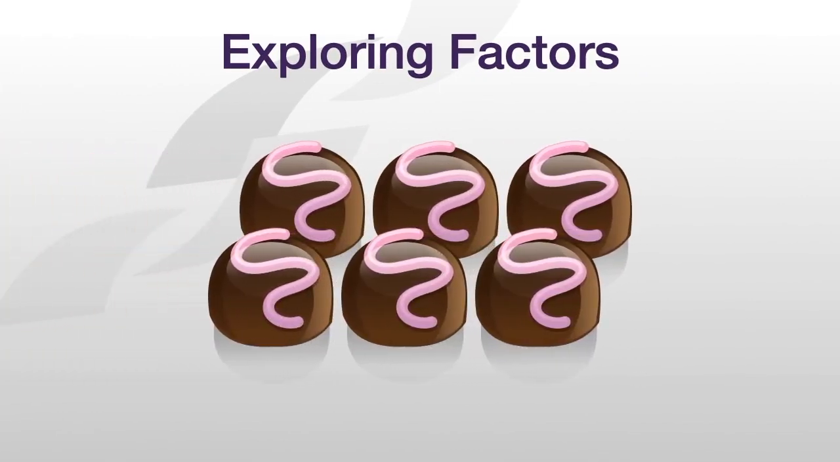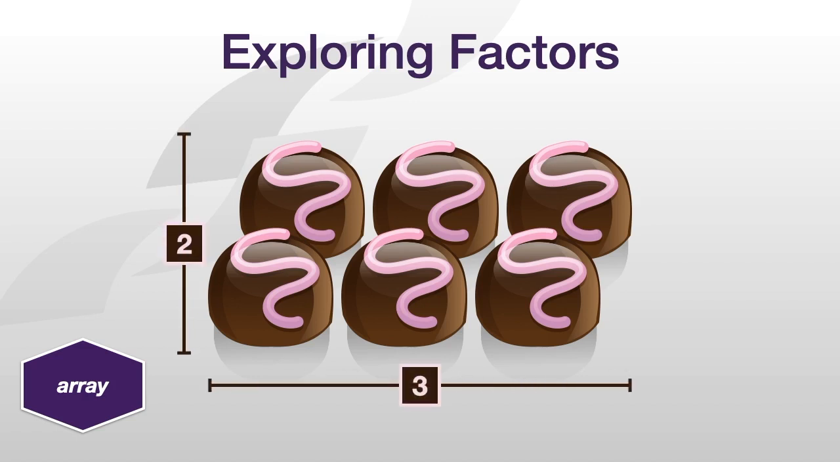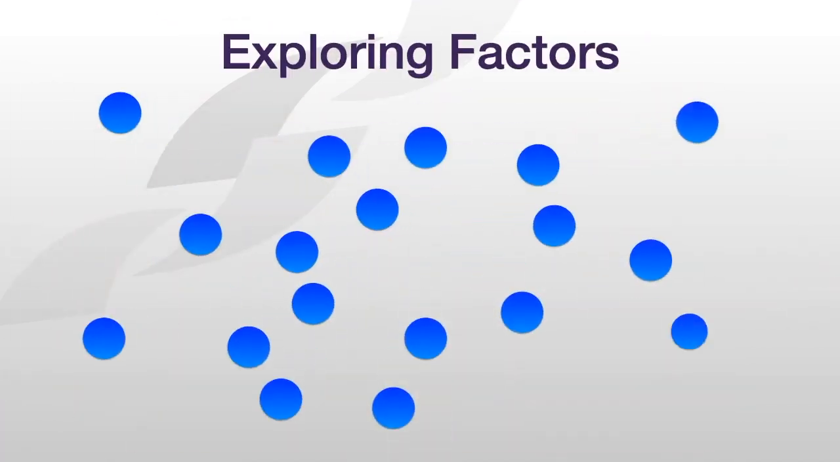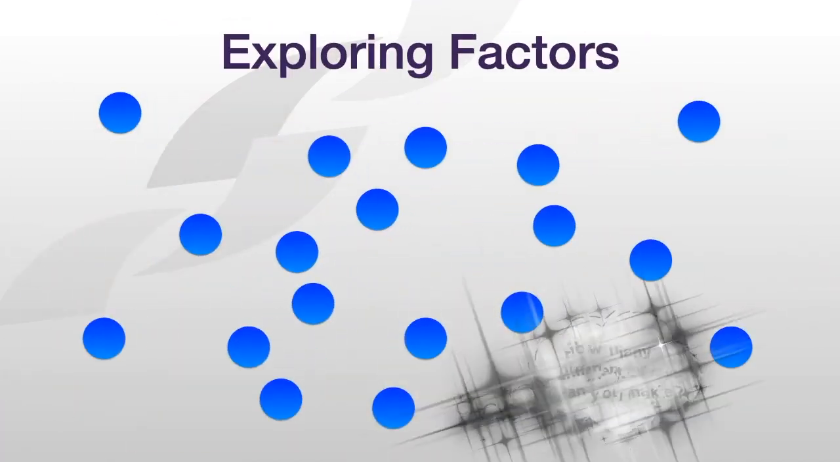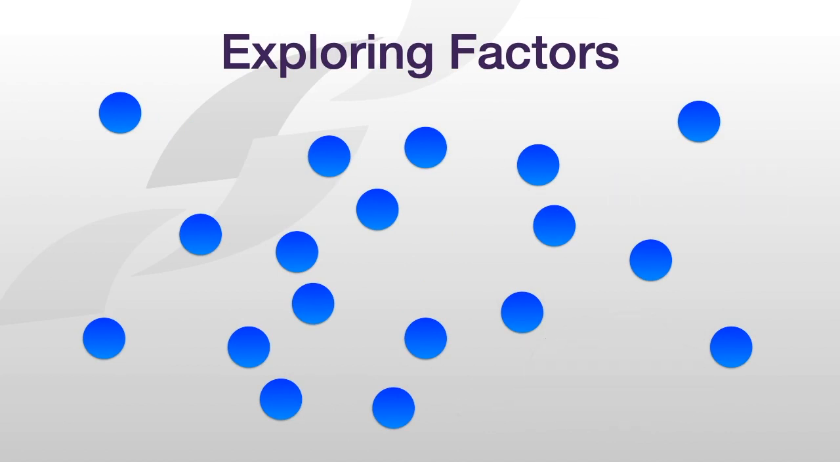An arrangement of objects in rows and columns is called an array. This array of chocolate candies has 2 rows and 3 columns. It's described as a 2 by 3 array. Arrays can be very helpful when thinking about multiplication. How many different arrays can you make from 18 objects? These circles can be arranged in one row of 18.